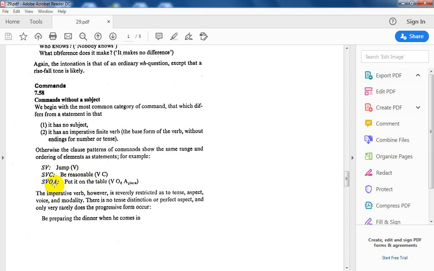SVOA. "Put it on the table": puts is the V, it is the direct object, on the table is a place, which is an adverb of place.